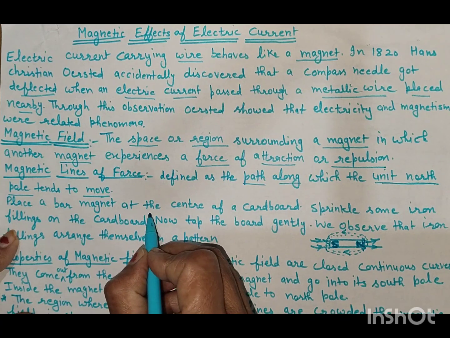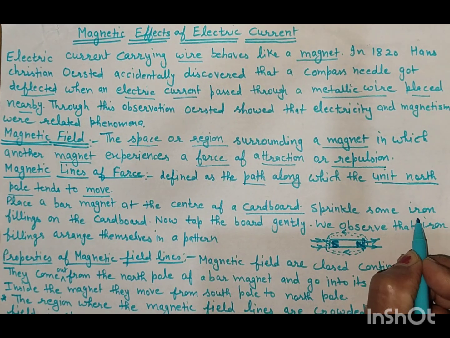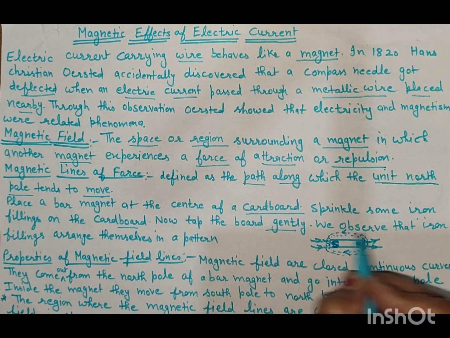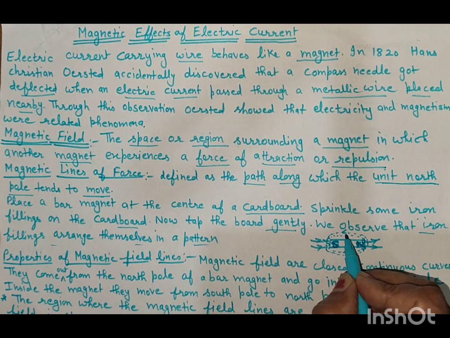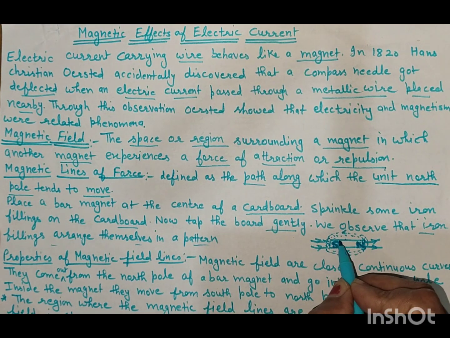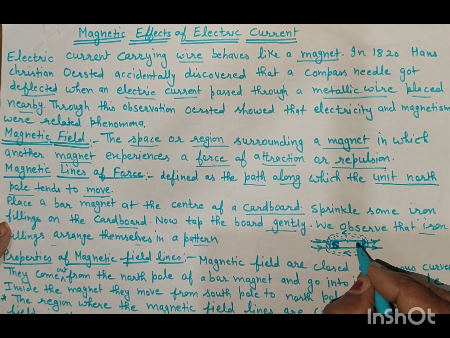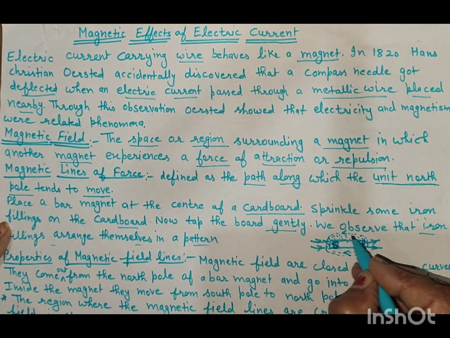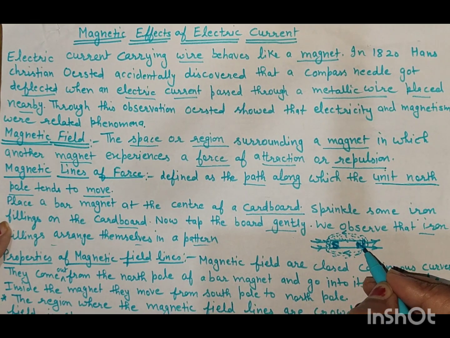Place a bar magnet at the center of the cardboard. Sprinkle some iron filings on the cardboard. Now tap the board gently. We observe that the iron filings arrange themselves in a pattern. After some time you will observe that these iron filings are arranged in lines, and these are the magnetic lines of force.